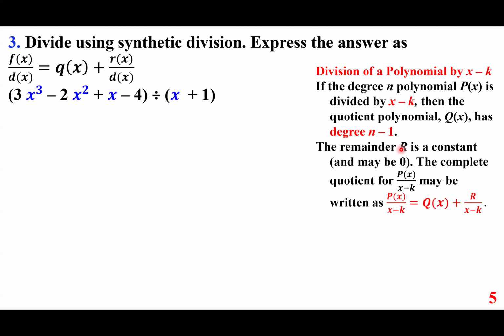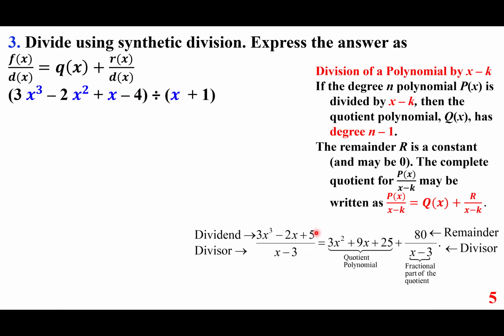The remainder, sometimes they use capital R, sometimes lowercase r, is a constant and may be 0. Because this is of degree 1, the remainder must be of degree 0, that means a constant. A complete quotient for p of x over x minus k may be written as p of x over x minus k equals q of x plus r over x minus k. Again, lowercase r or uppercase R.